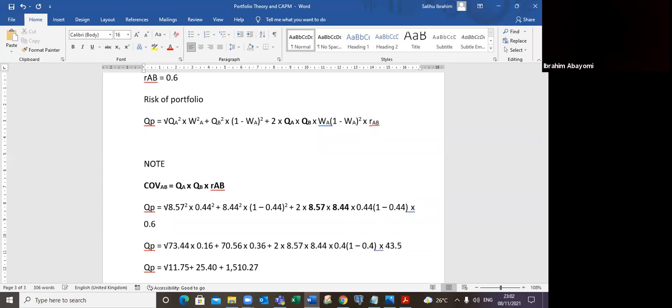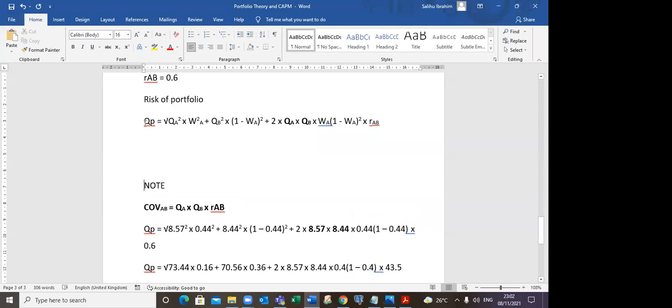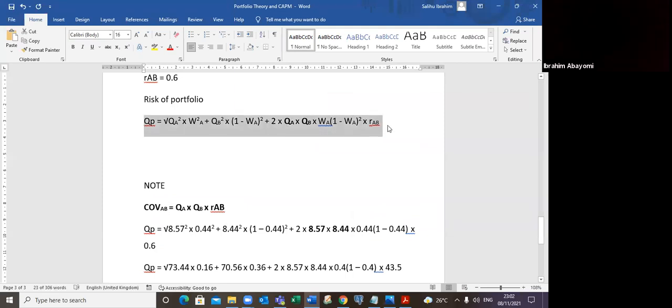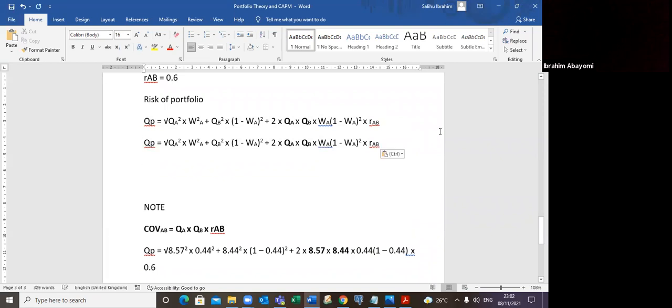Okay, let me state it this way. Let me repeat this formula. Let me remove this one here. 2 times weight of A times weight of B. Then I'll copy this one here. I want to show you what I mean.